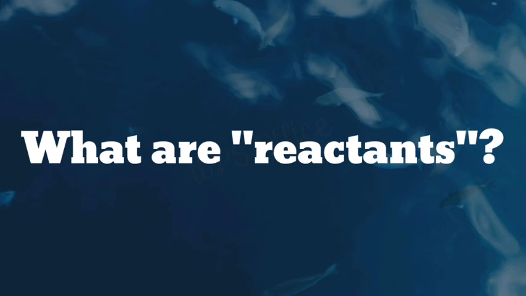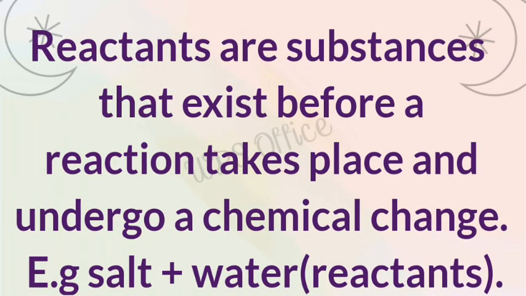Now, what are reactants? Reactants are substances that exist before a reaction takes place and undergo a chemical change. For example, salt and water are examples of reactants mixed together to form a new product.